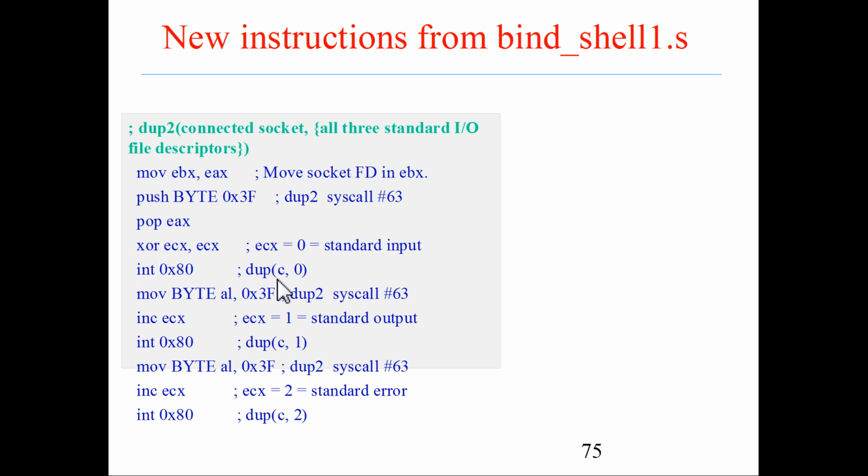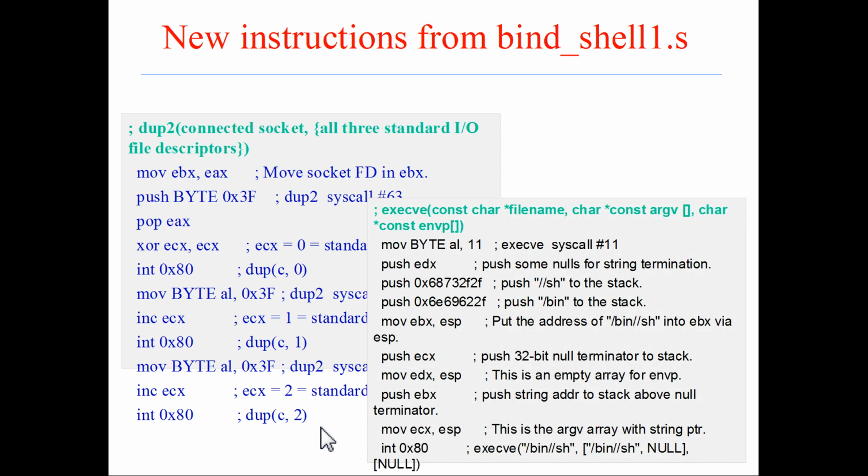So by XORing ECX with itself, we're setting it to 0, and then we call it, and this is effectively calling dup2 on our new connection with 0, and then we increment ECX by 1 and keep doing it, and then increment it again and do it again. And what is resulting is that it set up the file descriptors so that the standard in, standard out, and standard error for this process now all are tied to the socket that we have accepted a new connection on.